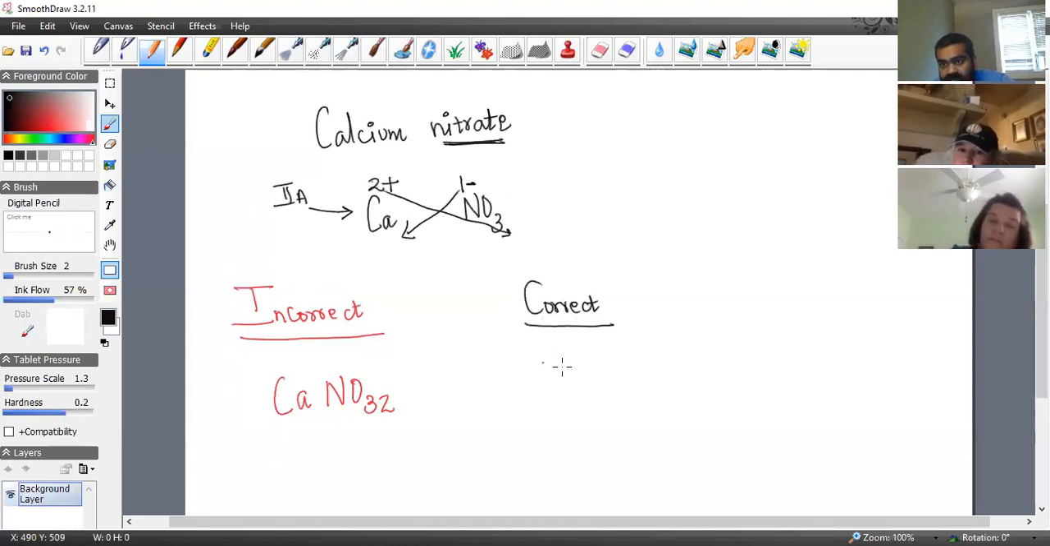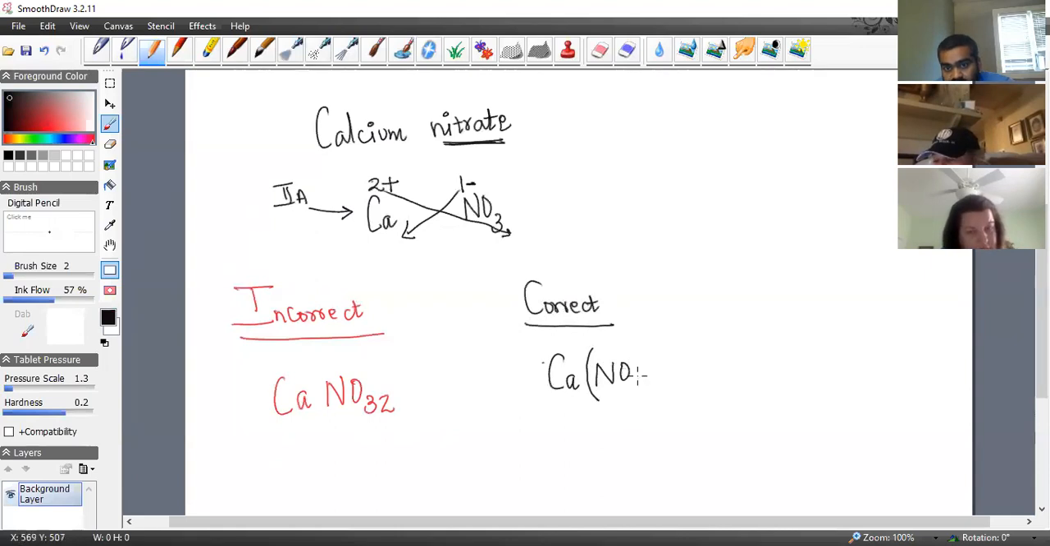You're just creating a formula, and you cannot go from 3 oxygens to 32 without doing anything to the molecule, okay? So calcium, you don't ever have to show the 1. Whenever you deal with polyatomic ions, open a bracket and put this whole NO3 inside the bracket and move the 2 outside of it.